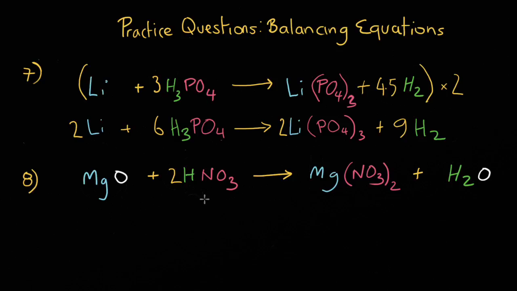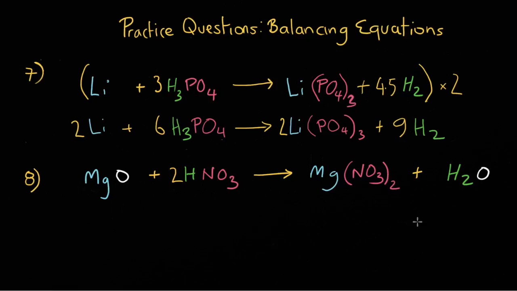But in order to be 100% sure, let's just go through this one more time, beginning with magnesium. 1 magnesium on the left, 1 magnesium on the right, 1 oxygen on the left, 1 oxygen on the right, 2 hydrogens on the left, 2 hydrogens on the right, 2 nitrates on the left, and 2 nitrates on the right. So both these equations are now balanced.